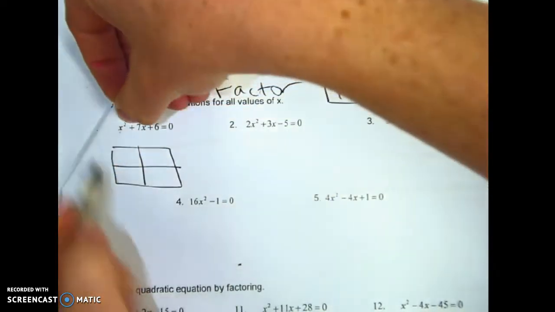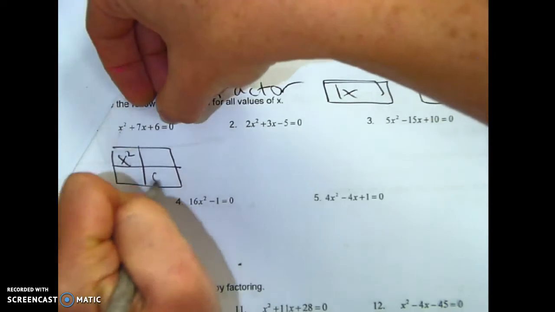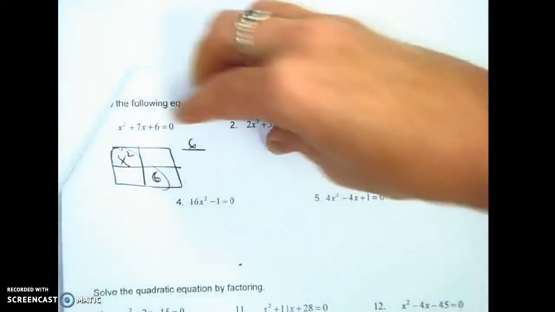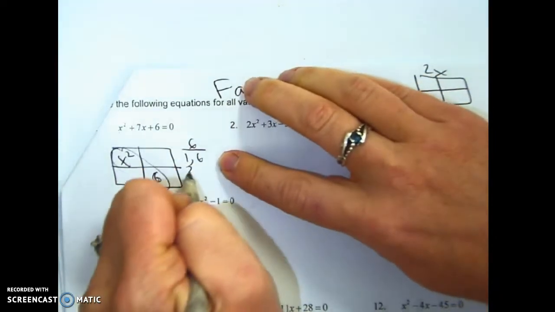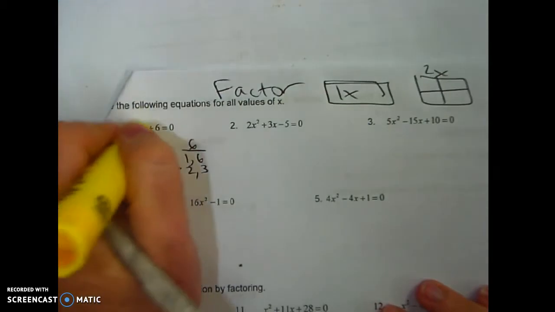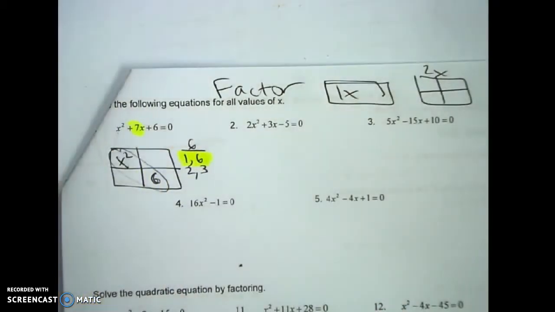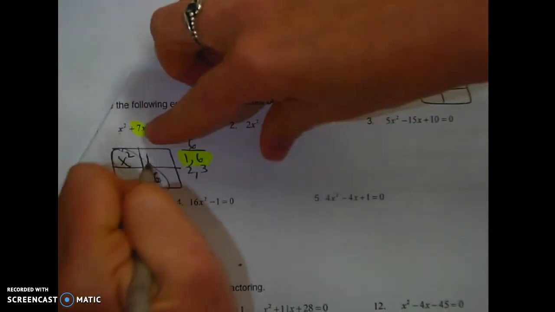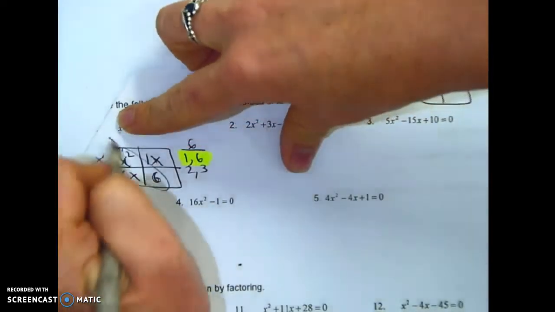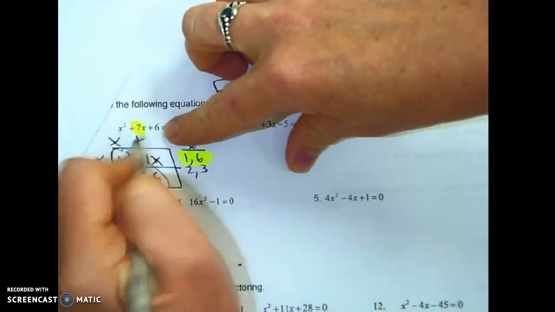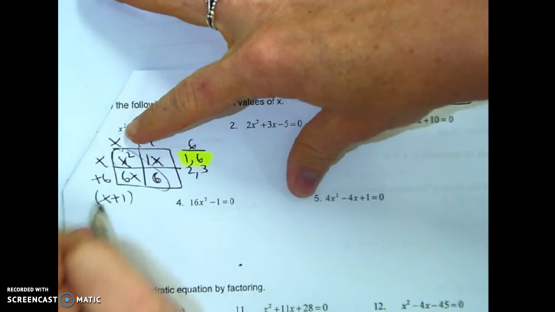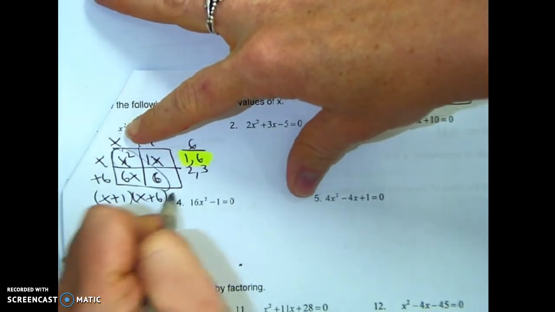Remember how it goes. First guy, last guy, circle it, 6. All the ways to multiply to get 6 are 1, 6, and 2, 3. My goal is to get the center of 7. I can do that with a 1 and a 6. So I have 1x and 6x. Remember, when there isn't a number in front, I can just bring it up and bring it up. So now I have x plus 1, x plus 6.